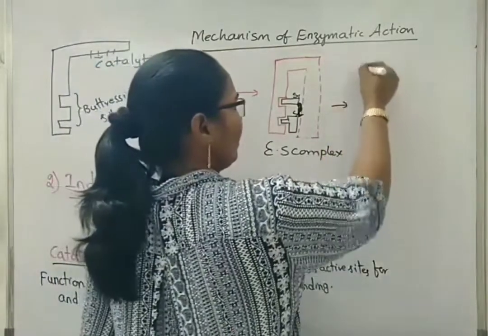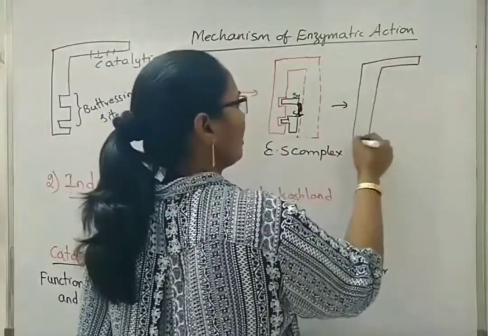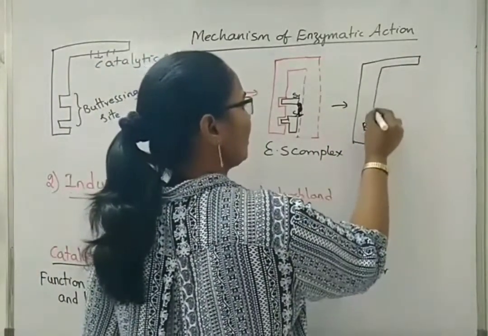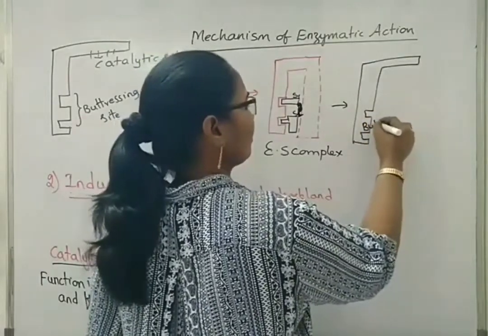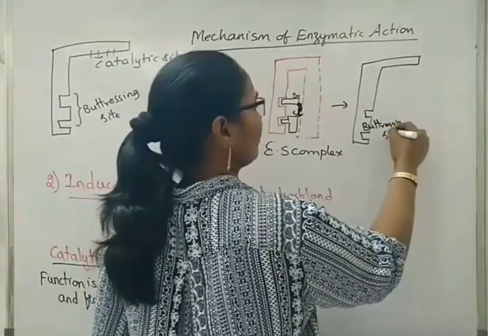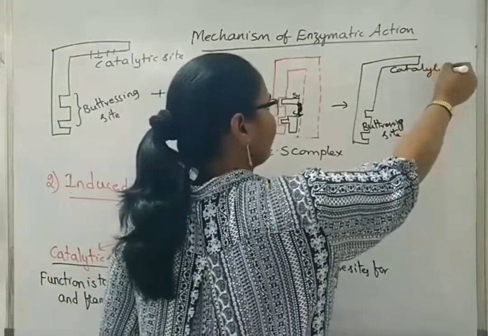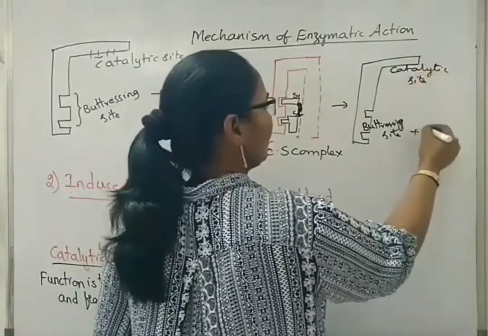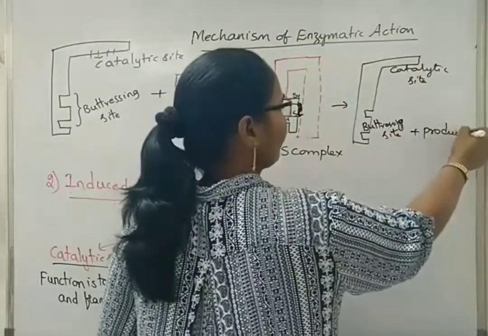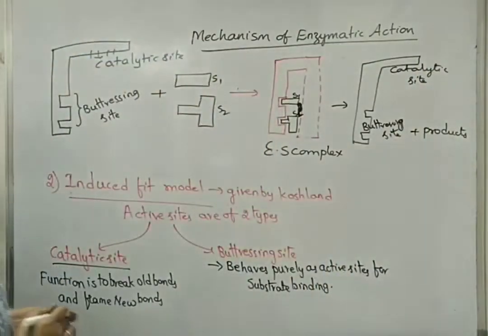In the next step, again the enzyme will come to its original position. This is the buttressing site. And this is the catalytic site. We are getting the products now. This method is explained by Koshland.